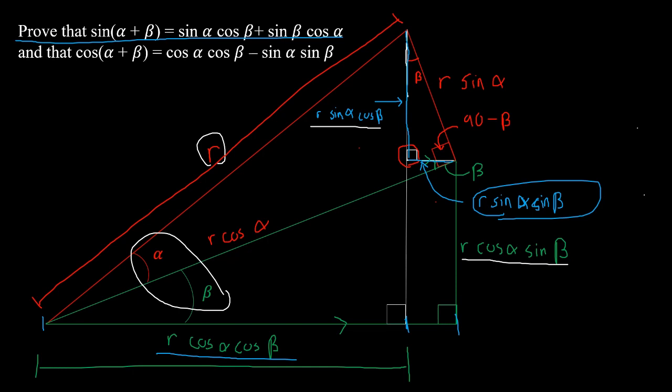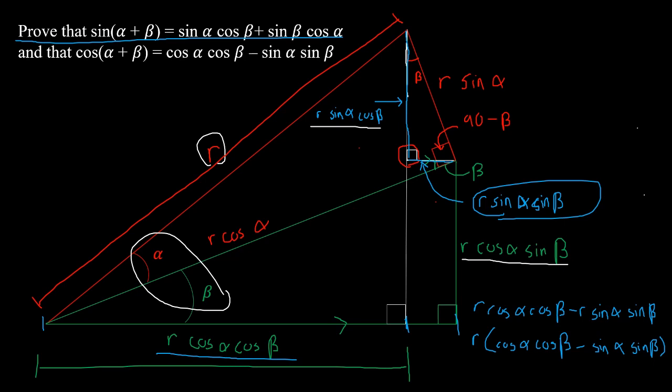So for this smaller green segment, it's just going to be equal to r cosine alpha cosine beta minus r sine alpha sine beta. And we can factor out an r to get that this is just the length of r times cosine alpha cosine beta minus sine alpha sine beta.